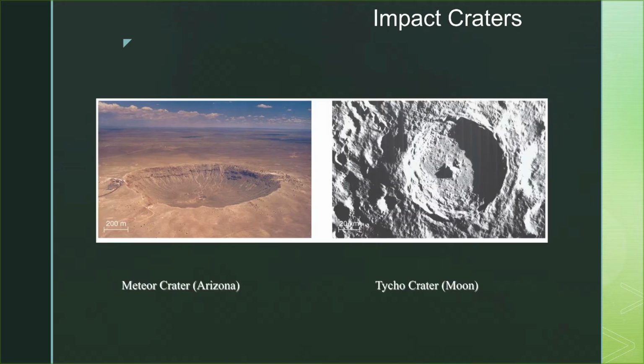Okay. And of course, there are lots of impact craters all over the solar system, not just on the moon. So here's one. We've seen this before. This is Meteor Crater, and the scale here is about 200 meters, so it's quite big. But look at Tycho crater over here. The scale is 20 kilometers, so very, very, very big. This is one that you've probably seen and heard of many, many times on the moon.